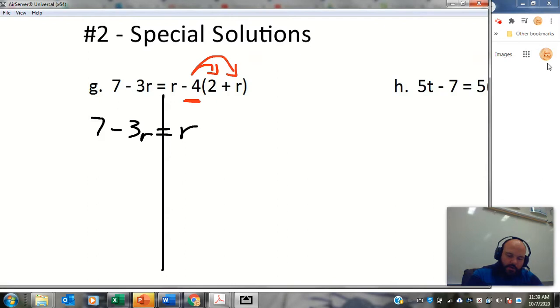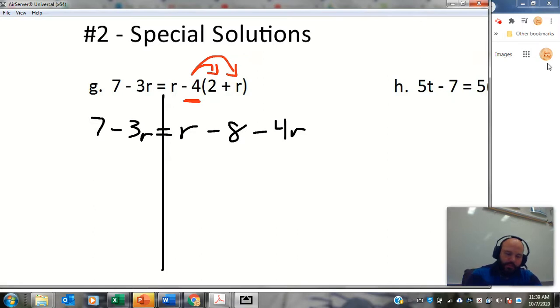And then the r is still going to come straight down like that. But then the negative 4 multiplies 2, and you get negative 8. And then the negative 4 multiplies the r, and I get negative 4r, like that. So I distributed. Remember, the sign has to go with the number after it. So not only does the 4 get distributed, the negative also gets distributed. So it's negative 4 times 2 is negative 8. Negative 4 times r is negative 4r.